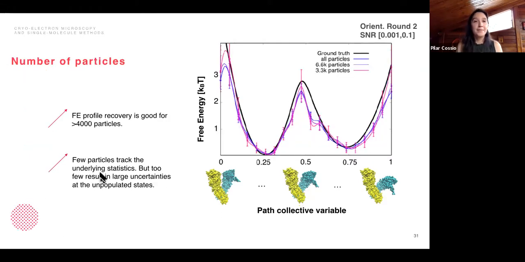Okay, so the final assessment that we did for this very simple system was the number of particles. Here we randomly picked 3.3 thousand, 6,000 particles and all particles, and you can see that with very few particles we can recover the underlying statistics of these free energies. But if there are too few particles, you have large uncertainties at the barrier point, so you have large error bars where there are very few populated states.